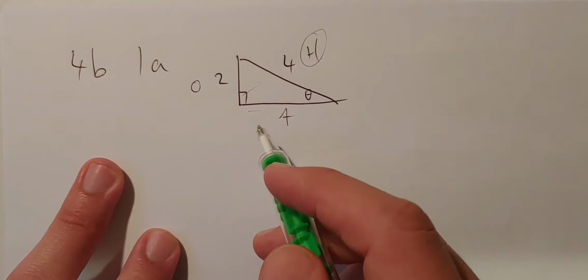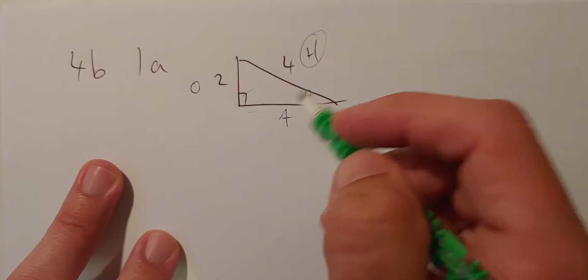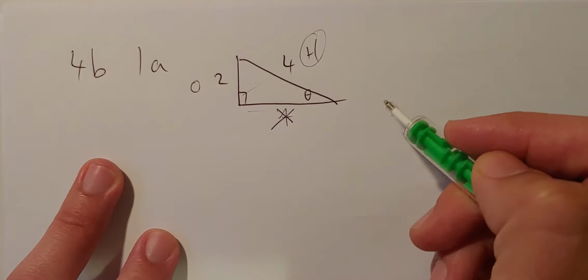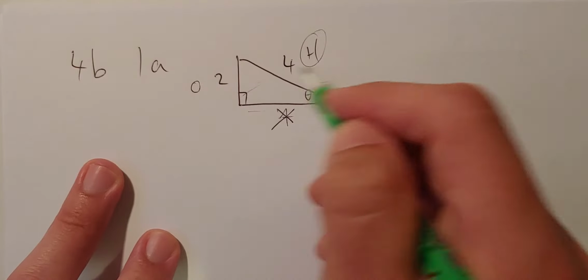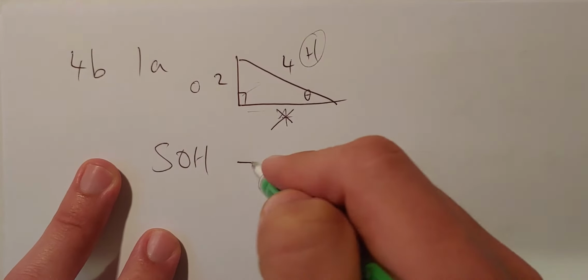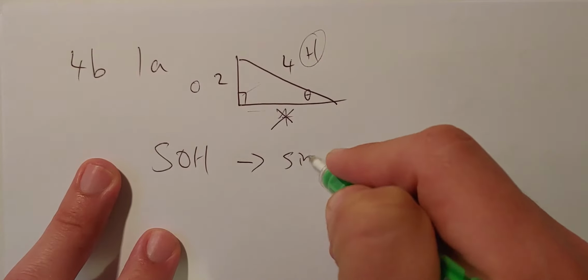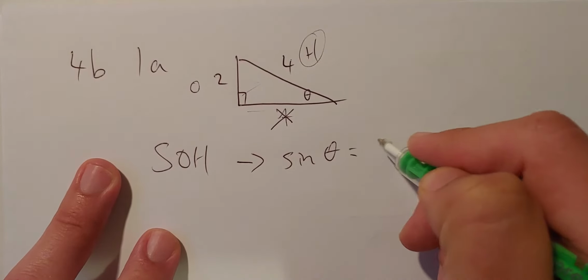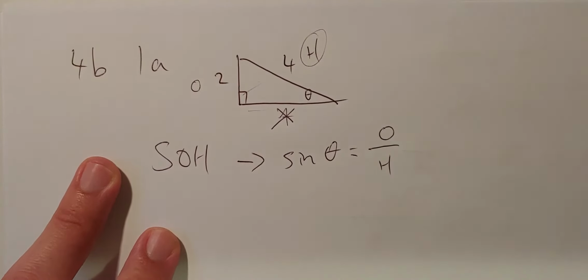So which ones do we have? We have opposite and we have hypotenuse. We do not have A. So is it SOH, CAH, or TOA? O and H are in SOH. And SOH means sine of the angle, sine theta, equals opposite over hypotenuse.